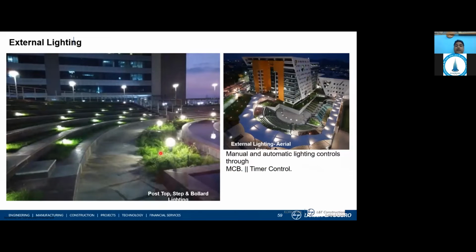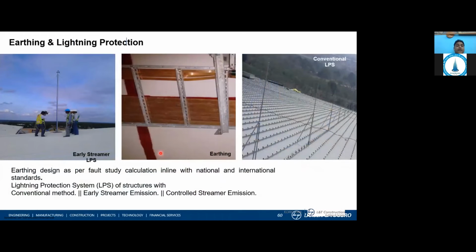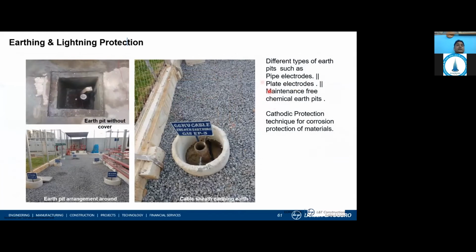Landscape is another area where lighting is predominantly coordinated. This is with respect to the earthing and lightning protection, where I need to coordinate with the structural team. At the same time, I need to coordinate with the architect, so that the functionality is taken care of. The aesthetics are also taken care of by locating my air termination rod, and by integrating this rod with the roof, on the RCC slab, or the RCC roof, or on the sheet roof. And these are all the earth pits.